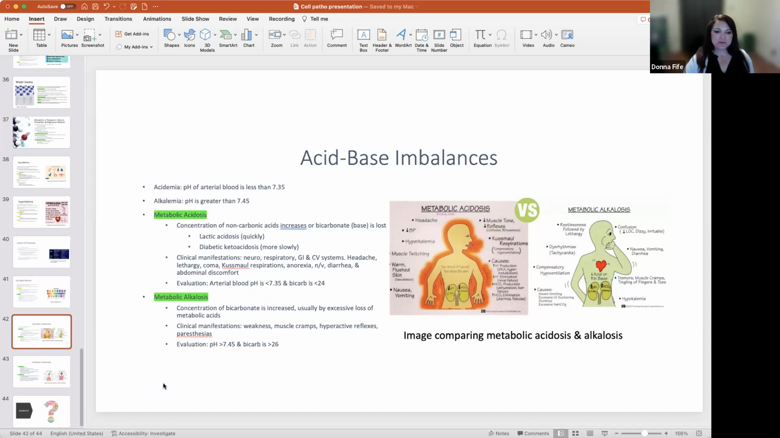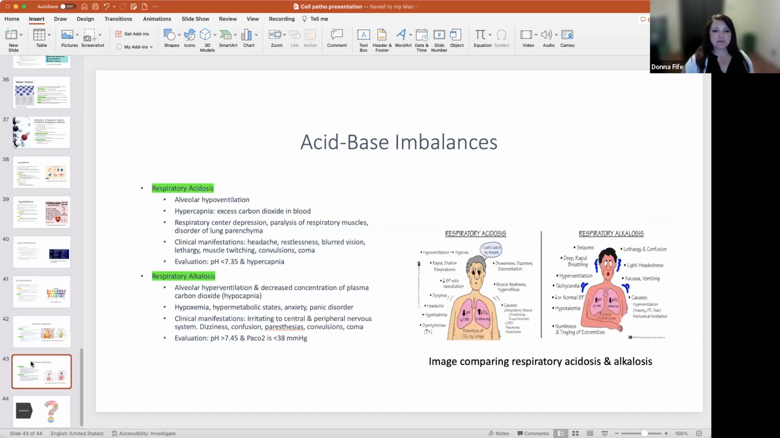Now with metabolic alkalosis, the concentration of bicarb is increased, usually by excessive loss of metabolic acids. Clinical manifestations include weakness, muscle cramps, hyperactive reflexes, and paresthesias. Evaluation is of the arterial blood gas with a pH greater than 7.45 and bicarb greater than 26. And this image here compares the different symptoms you might see with metabolic acidosis versus metabolic alkalosis. And finally, we have respiratory acidosis and alkalosis.